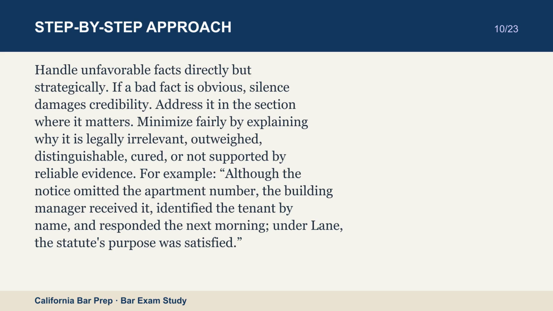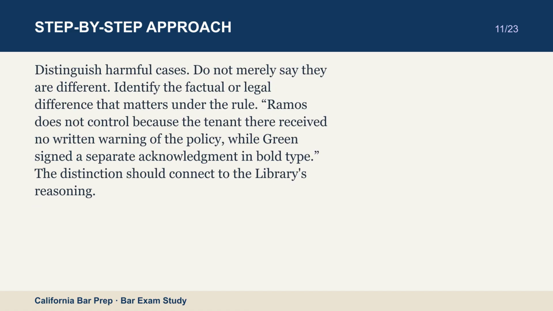Do not merely say they're different. Identify the factual or legal difference that matters under the rule. Ramos does not control because the tenant there received no written warning of the policy, while Green signed a separate acknowledgement in bold type. The distinction should connect to the library's reasoning.